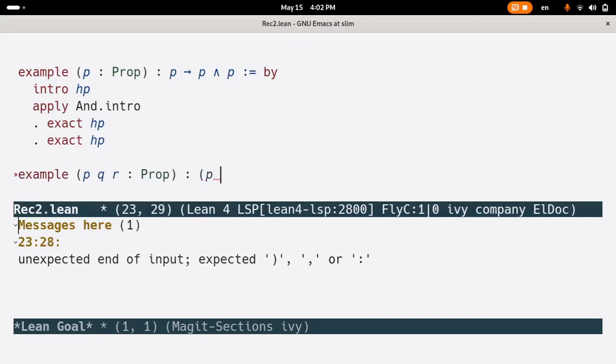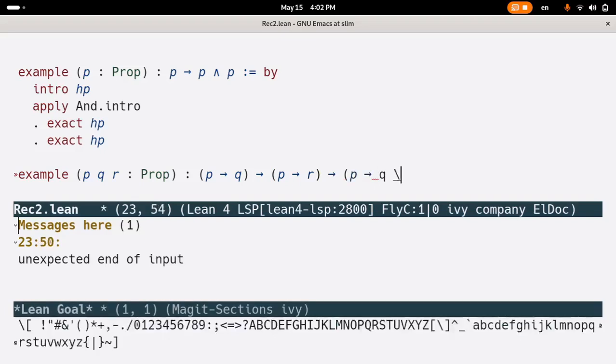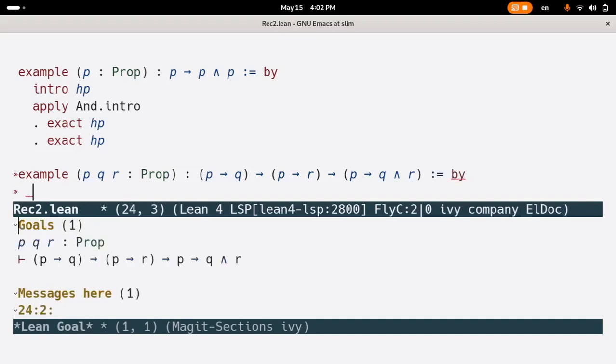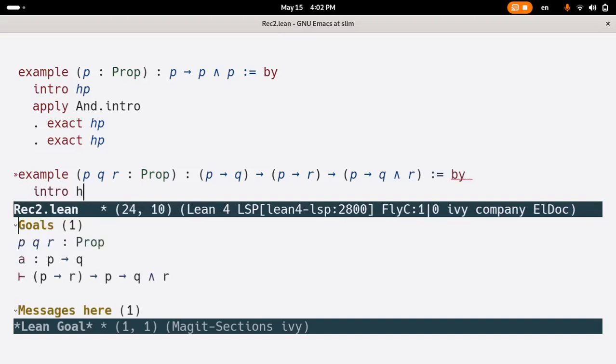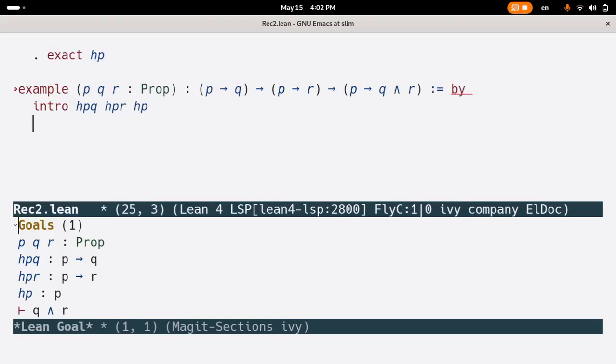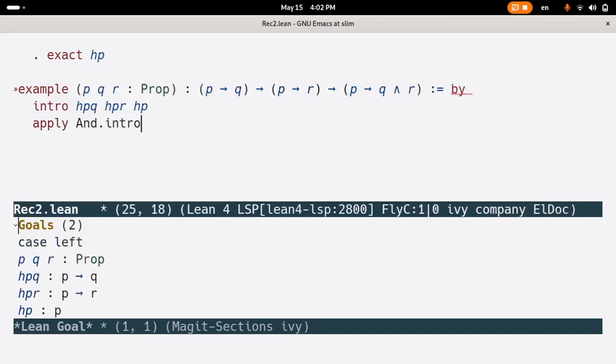Let us prove a more complicated tautology. I want to prove P implies Q implies R implies P implies Q and R. We enter the tactic mode, introduce proofs of P implies Q, P implies R, and P into the hypothesis. Now we have to prove Q and R, so we apply And.intro to split into two cases.